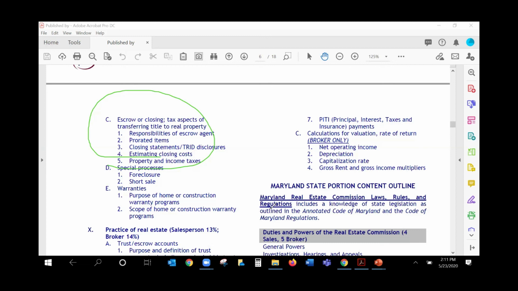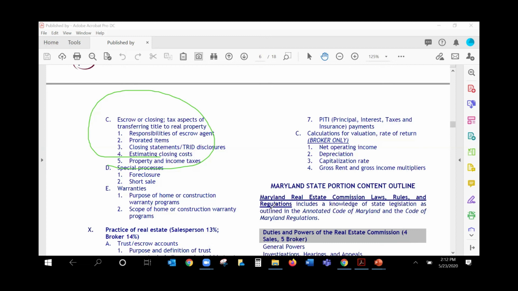So are you good with these bullet points for prorating? Yeah, I think so. I'm not good in the math part of that, but... No, we're not doing the math at all.